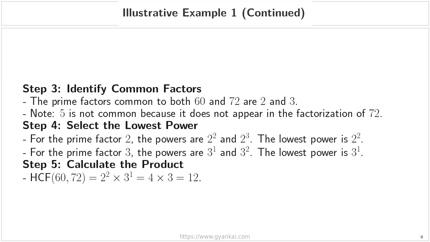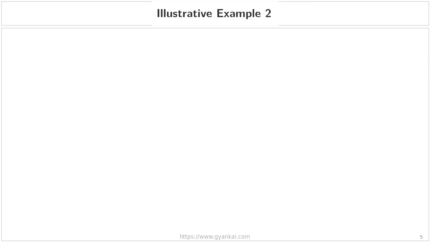This brings us to our next example, where we will apply this exact same logic to a real-world word problem. Illustrative example 2.